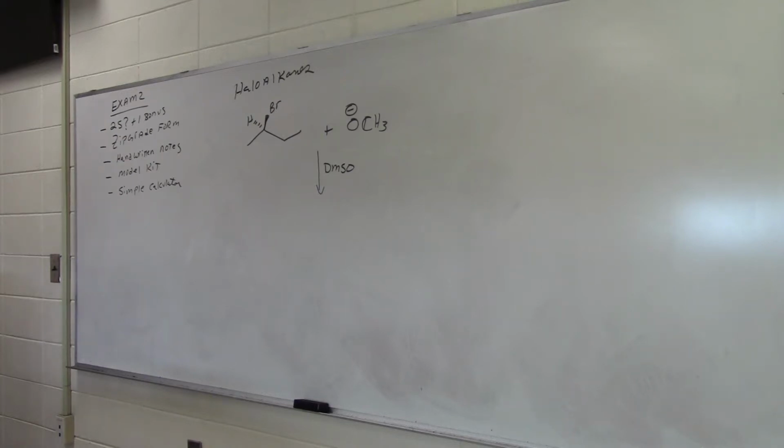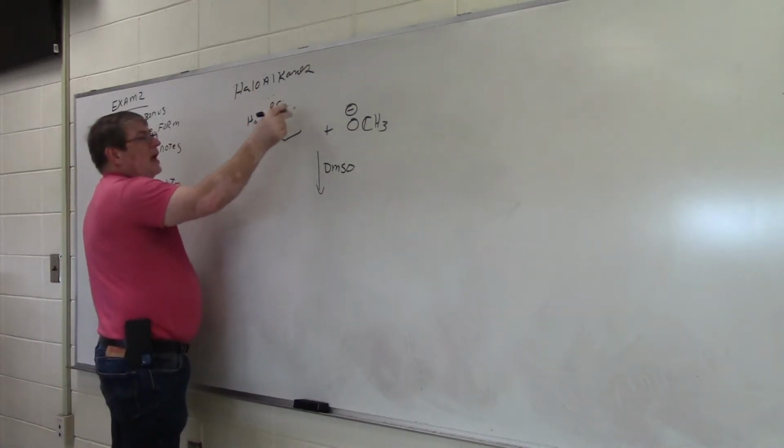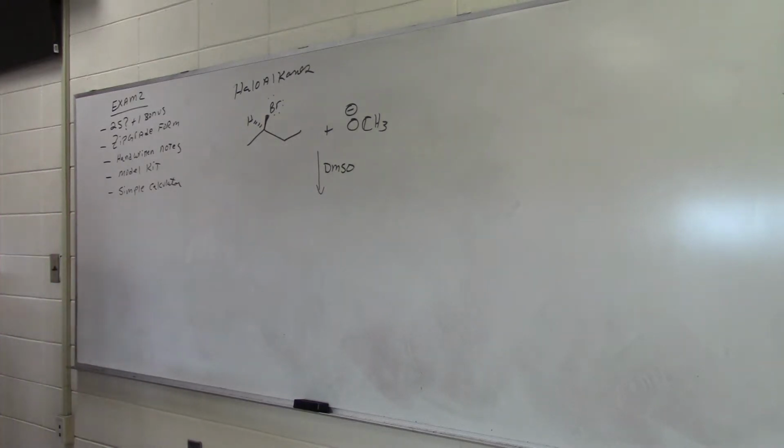Now think about it. If the oxygen with the negative charge approached from the same side of the molecule as the bromine, would that be favorable? Why not? I drew those electrons in for a reason. Are electrons going to want to be next to electrons? No. So this bromine has all these lone pairs of electrons around it. The methoxide, the O-, isn't going to approach from that side.